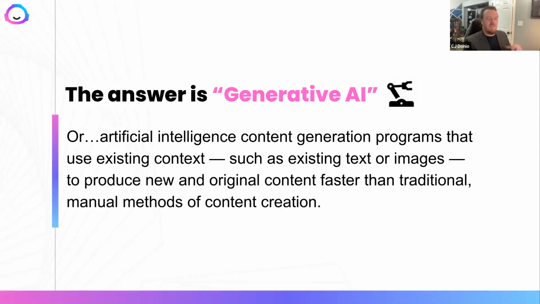To give you a super fancy technical definition, generative AI is artificial intelligence content generation programs that use existing context, such as existing text or images, to produce new and original content faster than traditional manual methods of content creation. What I'm trying to say here is generative AI helps you generate content faster, that's higher quality, and it's better.